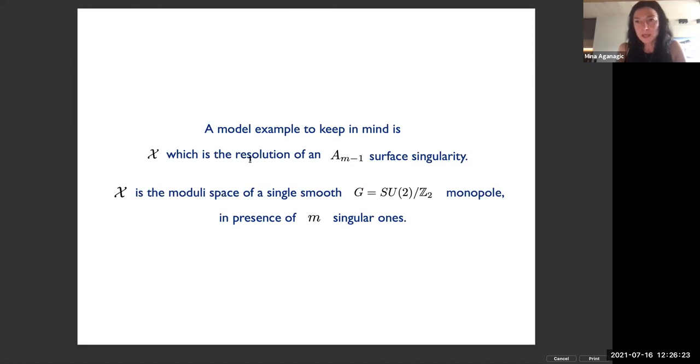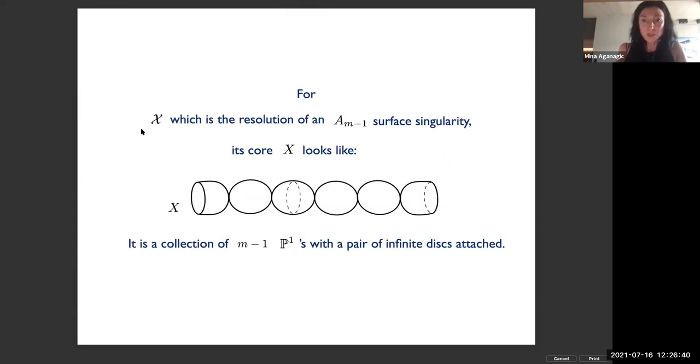Now, a model example to keep in mind is the big X, which is a resolution of the A_{M-1} surface singularity, a space familiar to all. This big X is the moduli space of a single smooth SO(3) monopole in the presence of M singular ones. With the big X chosen to be this resolution of the A_{M-1} surface singularity, its core looks like this. It's a collection of M minus one P1s with a pair of infinite disks attached.